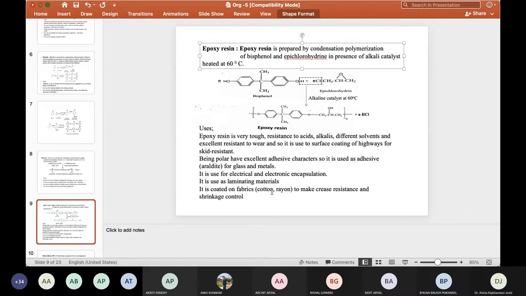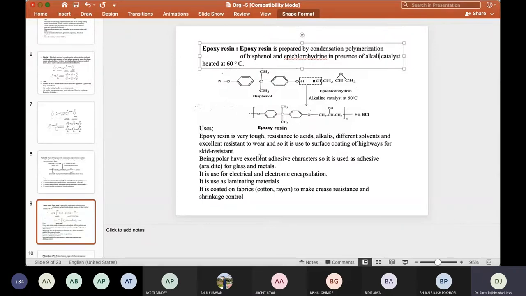Crease resistant: the cotton and rayons are coated with this. This epoxy resin is a polymer, due to this oxy group, the ether group. Here the monomers are bisphenol as well as epichlorohydrin, by condensation polymerization. You can show the step reaction: in the first reaction HCl goes out, and in the second reaction you can see that rearrangement takes place and then forms the epoxy resin.